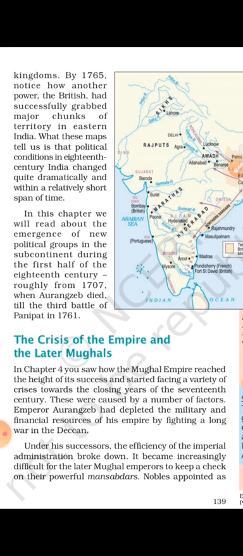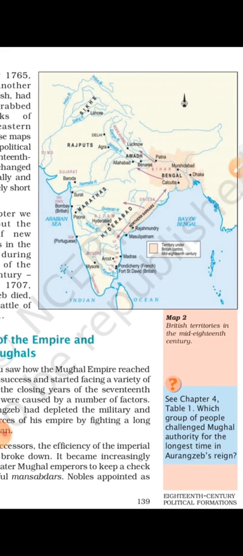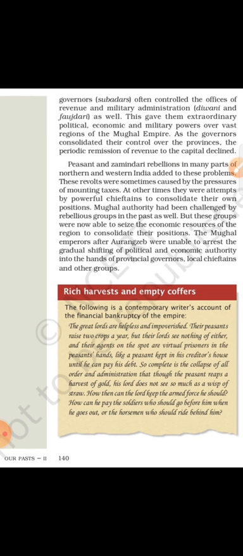Just like I mentioned earlier, Murshid Quli Khan, Saadat Khan, and Nizamul Mulk, who established the Hyderabad dynasty, were not interested in being a part of the Mughal Sultanate. So that's why nobles appointed as governors, called subedars, often controlled the offices of revenue and military administration.